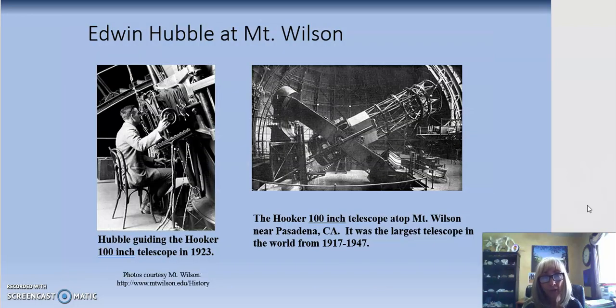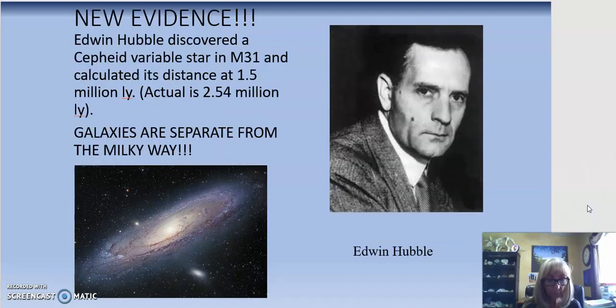Until, here we go, we have Edwin Hubble, who came along and was using this giant telescope, the Mount Wilson one near Pasadena, California, which at the time was the biggest telescope in the world. So he uses these Cepheid variable stars in M31, which is Andromeda, and calculated its distance as 1.5 million light years, which is actually about 2.5 million light years, but that was not bad for the first guess. And he said, for sure, galaxies, these spiral nebulae, are separate from the Milky Way.